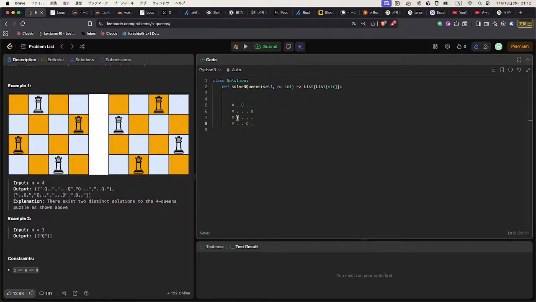But for the below area, we don't need to check it because we haven't placed queens in that area. So here is 2, 0, right?